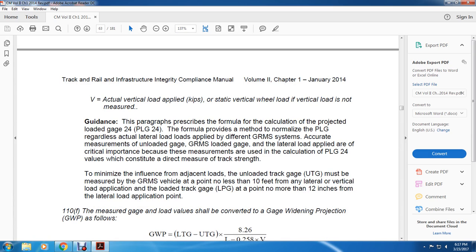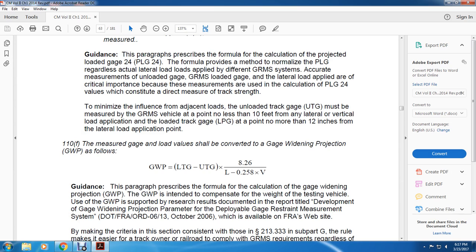The paragraph describes the formula for calculating the projected load gauge at 24, PLG 24. The formula provides a method of normalizing projected load gauge regardless of the actual lateral load applied by the different gauge restraint measurement systems. Accurate measurements of unloaded and loaded gauge with the gauge restraint measurement system are of critical importance in calculating the projected load gauge at 24, a value that constitutes a direct measurement of track strength. To minimize the influence of the adjacent load, the unloaded track gauge, or UTG, must be measured with a gauge restraint measurement system vehicle at a point no less than 10 feet from the lateral vertical load application, and the loaded track gauge at a point no more than 12 inches from the lateral load application.